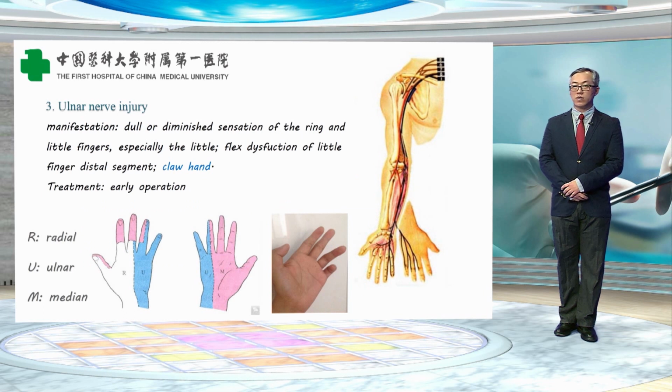Third, ulnar nerve injury. The same, you can see the dark lines that indicate the ulnar nerve. The ulnar nerve injury manifestation: dull or diminished sensation of the ring and the little fingers, especially the little finger. Flexion dysfunction of little finger distal segment, and a special deformity of claw hand. The treatment is early operation. These maps show you the distribution of sensation zone.